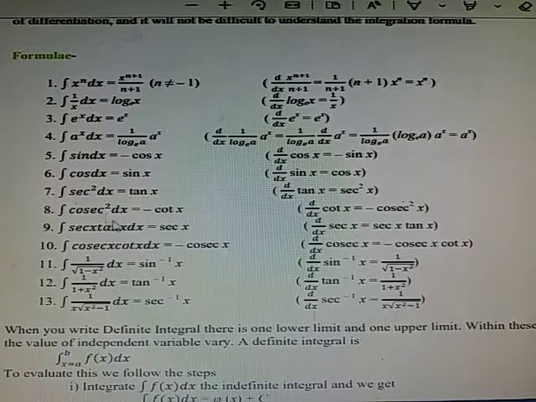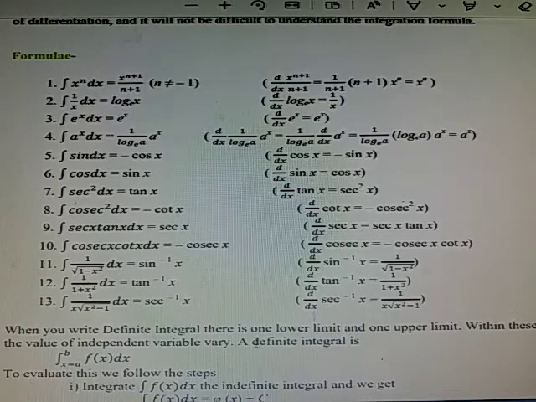Then integration of cosec square x, derivative of cot x is minus cosec square x. Then sec x tan x, cosec x cot x, etc. And these are also formulae for sin inverse x, tan inverse x, sec inverse x. So integration is the same. This formula you have to remember. That is why I am writing these things, and you keep a good record, so that you can apply them whenever you find it necessary.